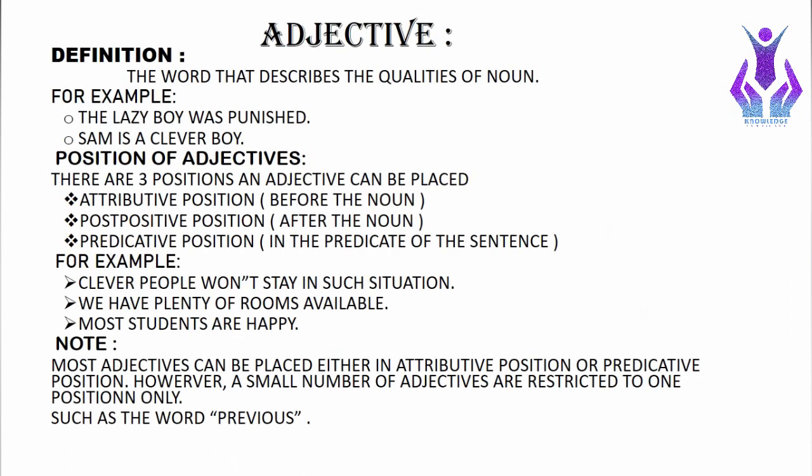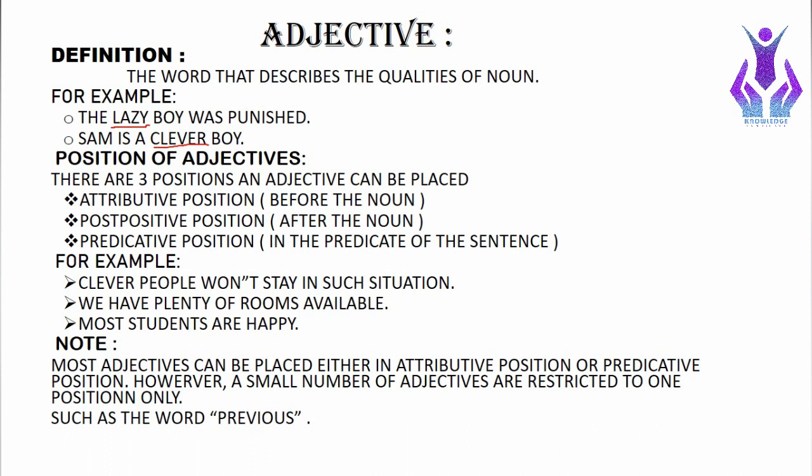Okay, so here we are done with noun. Moving towards adjective. Now what is adjective? The word that describes the quality of a noun is called adjective. It qualifies the noun. For example, the lazy boy was punished. Here the word lazy is adjective. The next one is Sam is a clever boy. Here clever is adjective. We are describing the boy, the one with lazy and the other with clever.